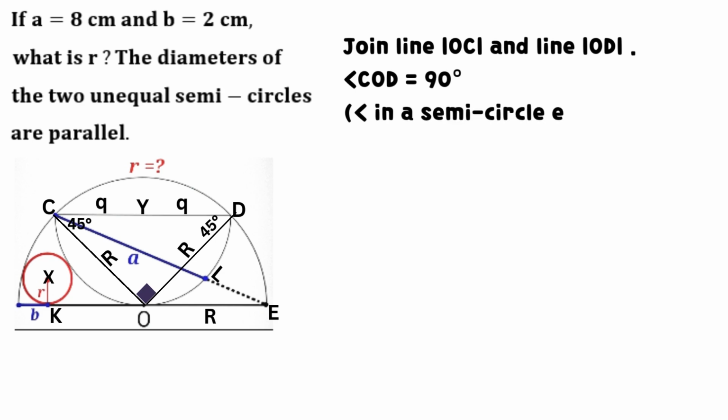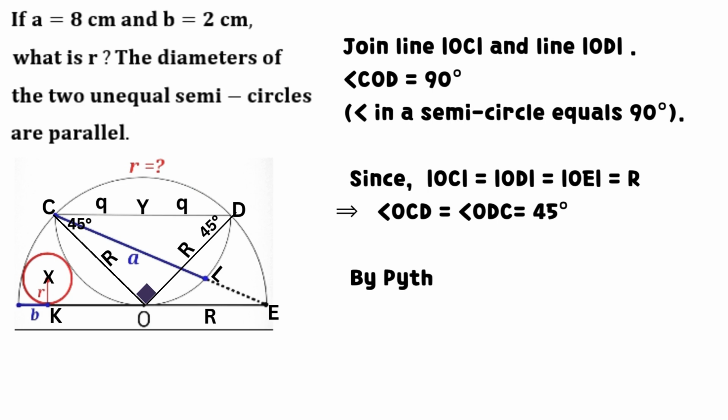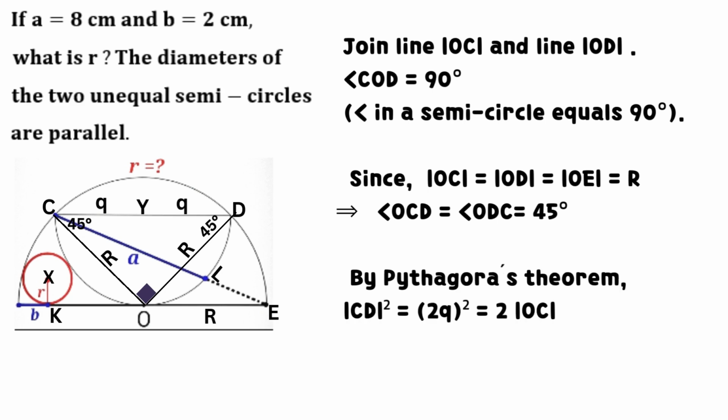Join line OC and line OD. Since line OC equals line OD, which equals line OE, each of these lines equals R. It implies that angle OCD equals angle ODC, which equals 45 degrees.